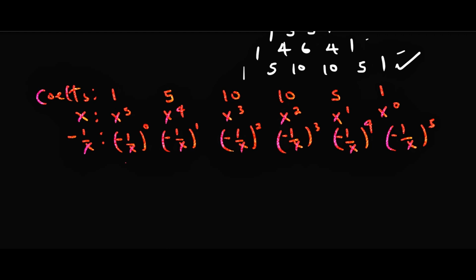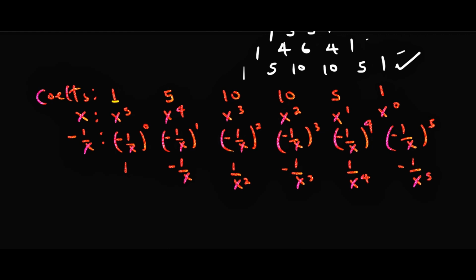(-1/x) raised to the power 0 is 1. (-1/x) raised to the power 1 is minus 1 over x. (-1/x) squared is 1 over x squared. And this one will be minus 1 over x cubed. And this will be 1 over x power 4. And this is minus 1 over x power 5. Remember, when the power is odd, the negative is maintained. When the power is even, like 2, the negative disappears. We have a positive value. So the next thing is just to multiply these down.